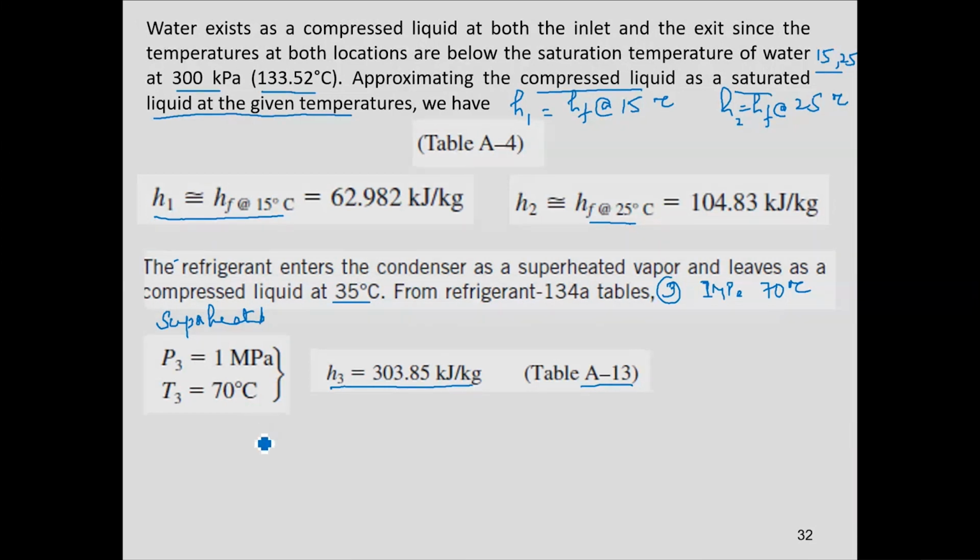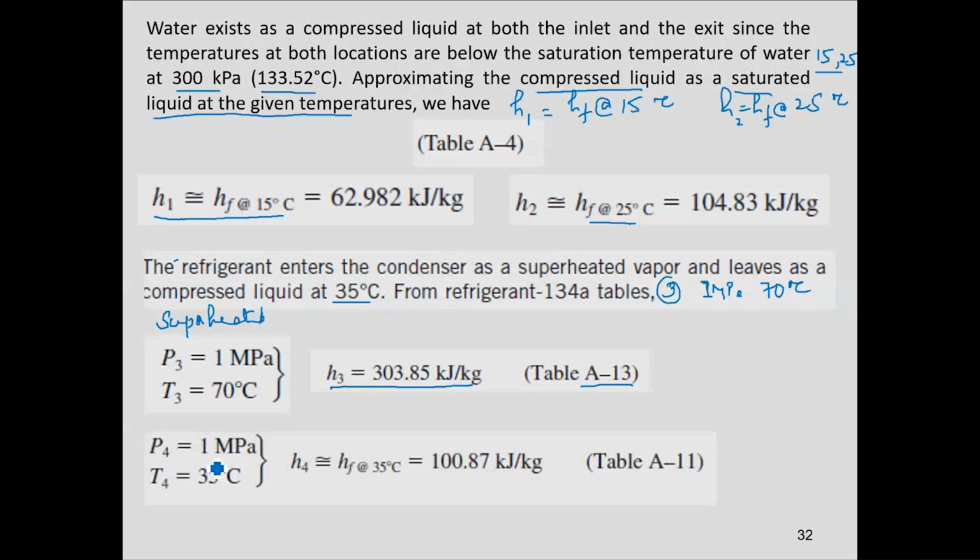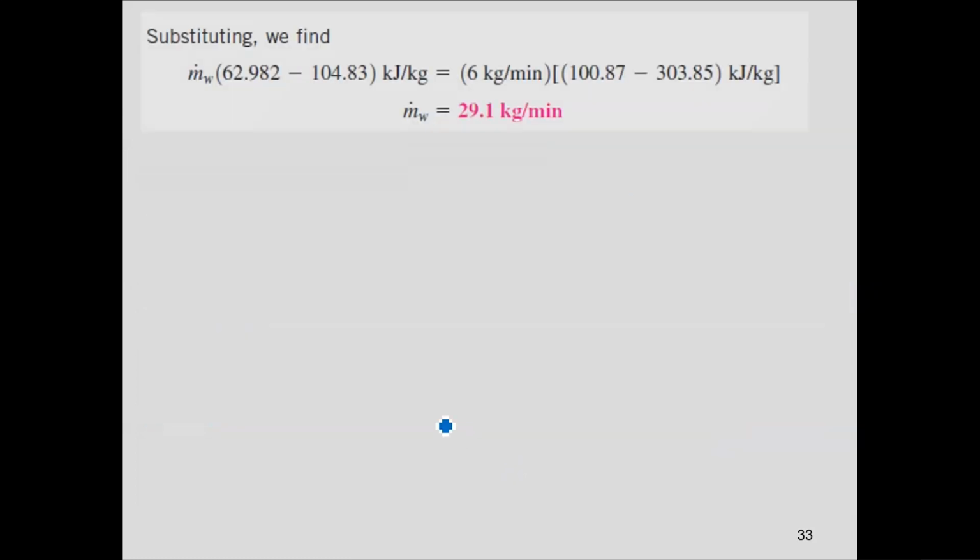Similarly, if you look at the refrigerant at 1 megapascal and 35 degrees centigrade, this is the compressed liquid region. So you can approximate this value with the saturated approximation, which is hf at 35 degrees centigrade from table A-11. Once you plug in the enthalpies of water and refrigerant, and you know that the mass flow rate of the refrigerant is given as 6 kg per minute, you just need to plug in the values and find the mass flow rate for water.